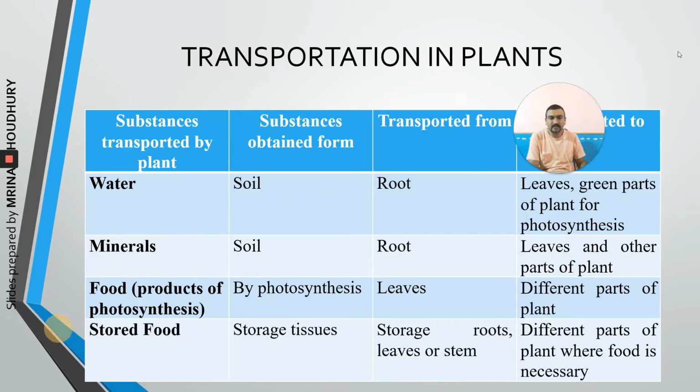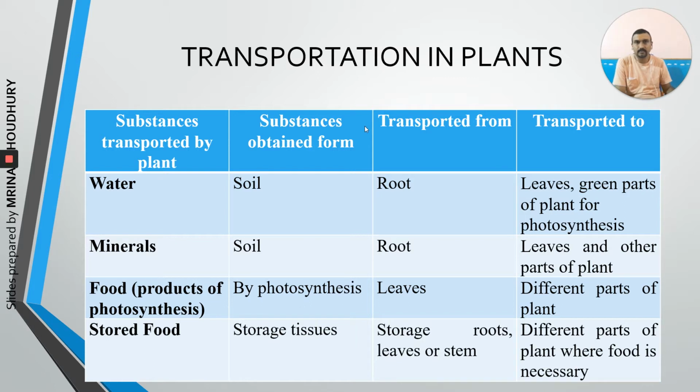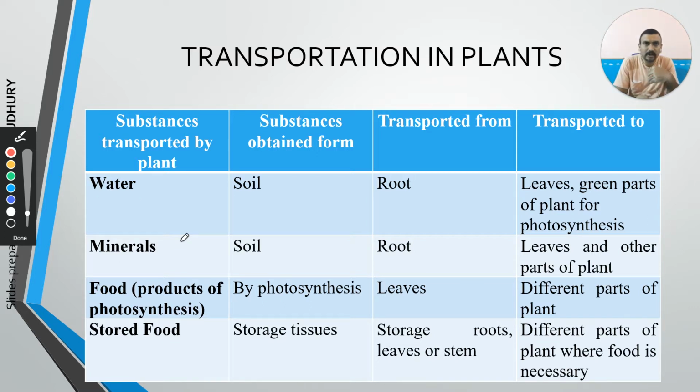Now, first, let us look at what is transported through the plant's tissues. There are three main things which are transported: water, minerals, and food. When we say food, it is usually the products of photosynthesis. We need to understand where these things are transported from and to.